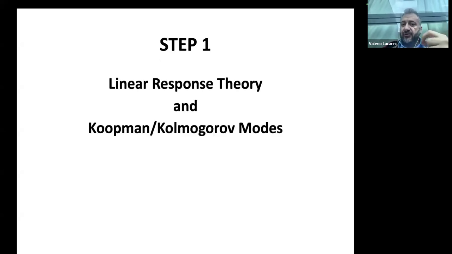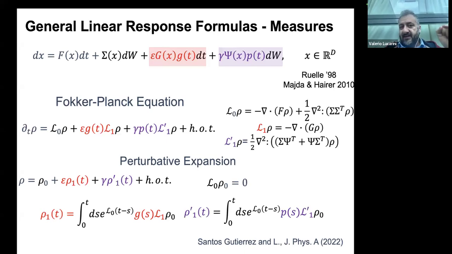Let's first introduce the statistical physical tools we need to construct our theory. First, we will work in the world of statistical physics, so we will not have individual realizations. It's only about ensemble averages. So what is our starting point? We start from a Langevin equation. We have an equation in high-dimensional space where we have a drift term and a noise law, and we perturb this drift term and/or the noise law with some small perturbation.